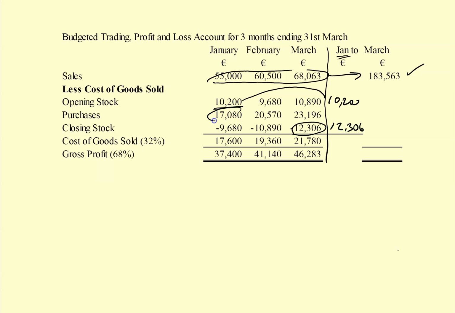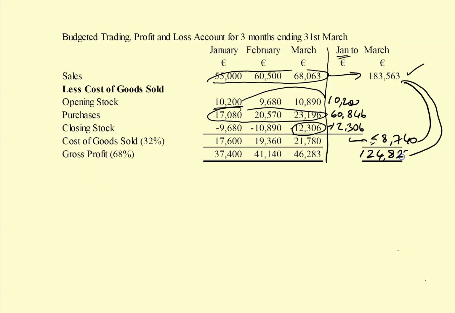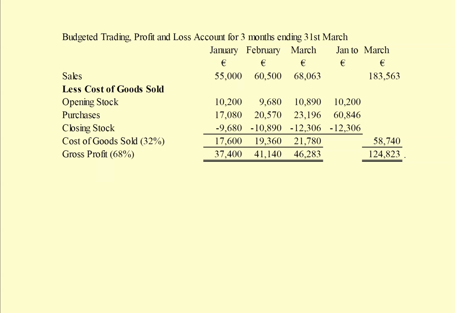12,306. And the purchases for the 3 months, well, the projected purchases, are those 3 figures added together, which come to 60,846. Now I'm going to work that out. Remember, it has to be minus the closing stock. So 10,200 plus the 60,846 less the 12,306 gives me 58,740. I'll take that away from the projected sales to get my projected gross profit of 124,823. So if I just tidy that up, that's what we have.